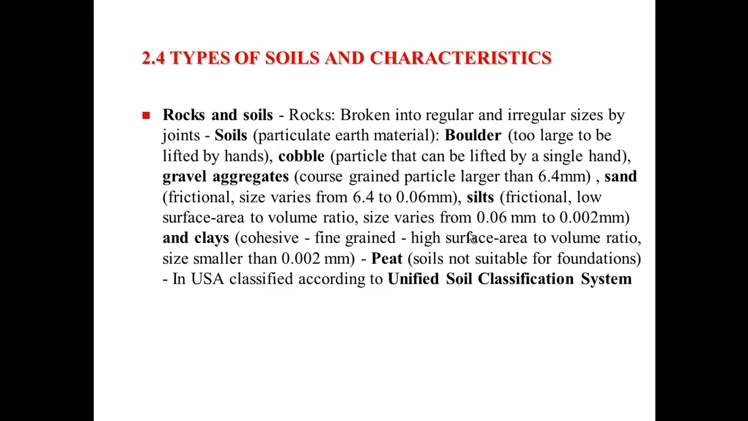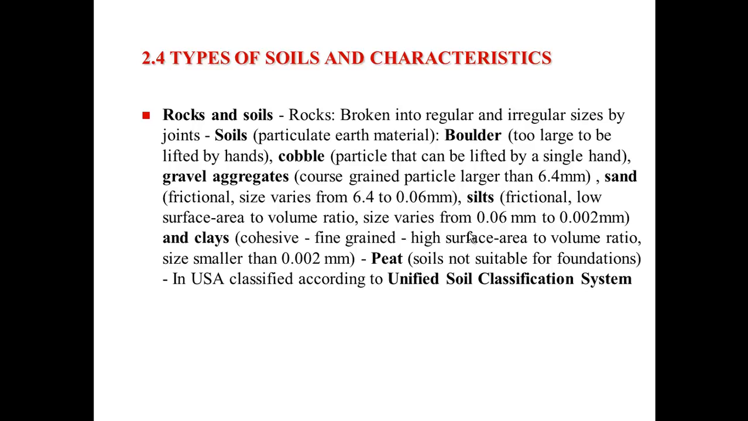Types of soil characteristics, we kind of went over this a little bit last time, but here's a definition. We have rocks and soils. Soils are defined as particulate earth matter, and we can have boulders, which are too large to lift by hand. Cobblestones, think of cobblestone walkways, are stones that could be lifted by a single hand, that will fit in the palm of your hand, and would be referred to as a cobble. Gravel aggregates are stones that are clean and larger than 6.4 millimeters.